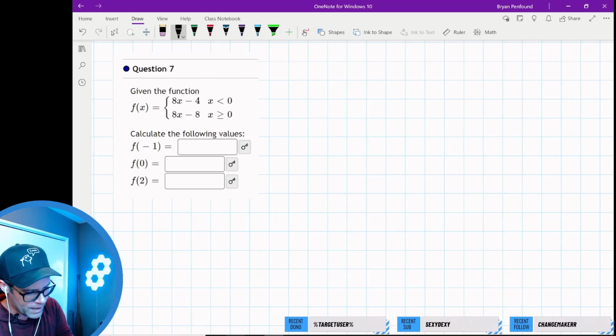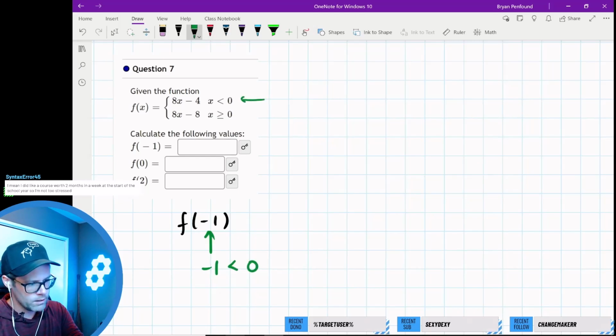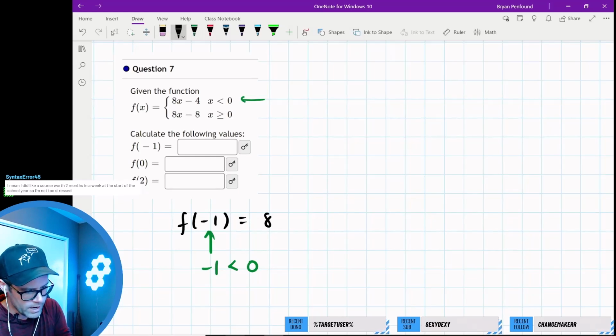So f at -1, we're going to look at the x value. This is our x value here. -1 is less than 0, so we're going to use the top piece to do our evaluation. And we should get 8 times -1 minus 4. So -8 take away 4 more, so -12.